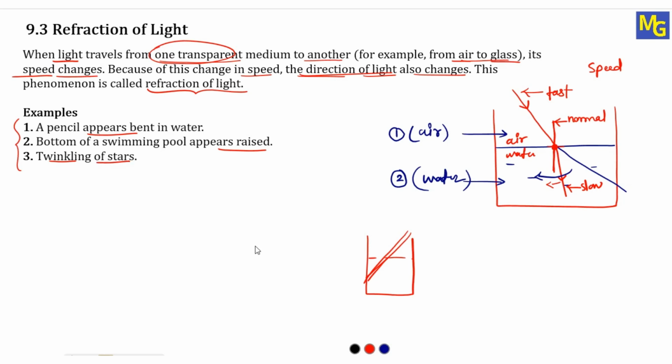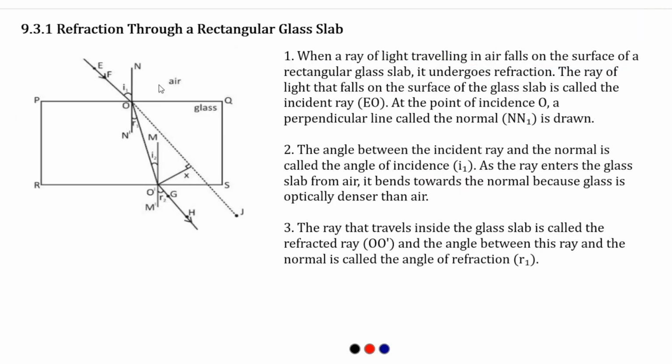Now this refraction of light we will study with the help of a rectangular glass slab. So now we are going to study refraction through a rectangular glass slab. This is the rectangular glass slab which we have taken, labeled as P, Q, R and S. Outside the glass everywhere there is air. Here it is written air, and this is glass. This is medium 1, and this is medium 2. In medium 1 it is air.